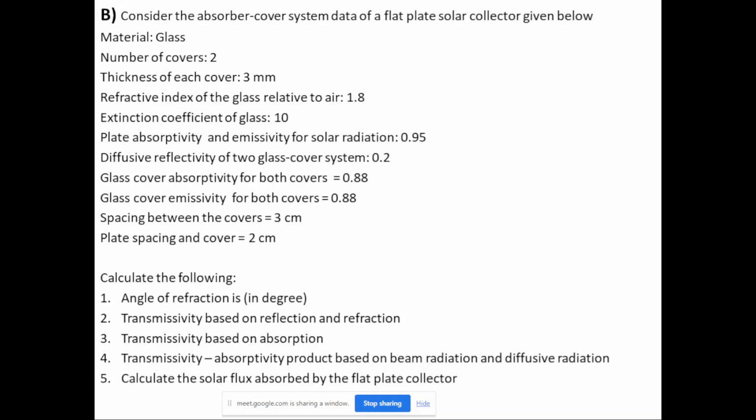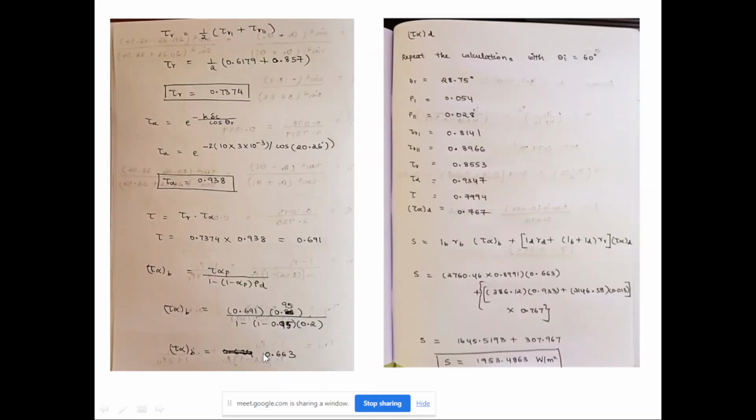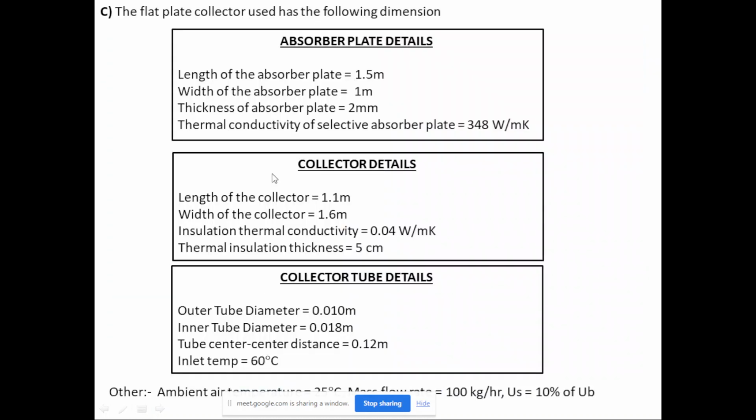And then we calculate the solar flux absorbed by the flat plate collector. By using that calculation, we calculate the efficiency.